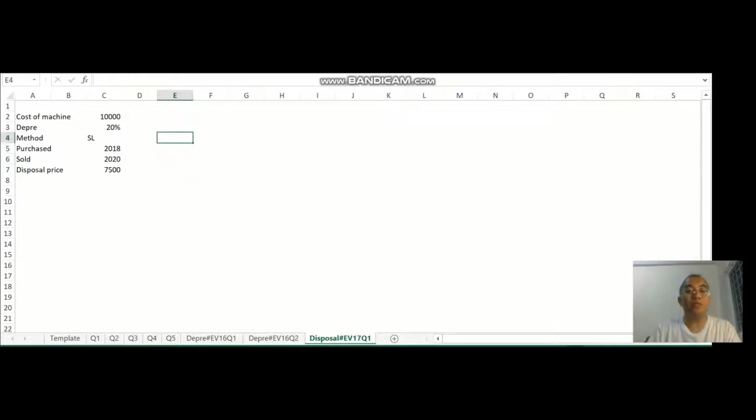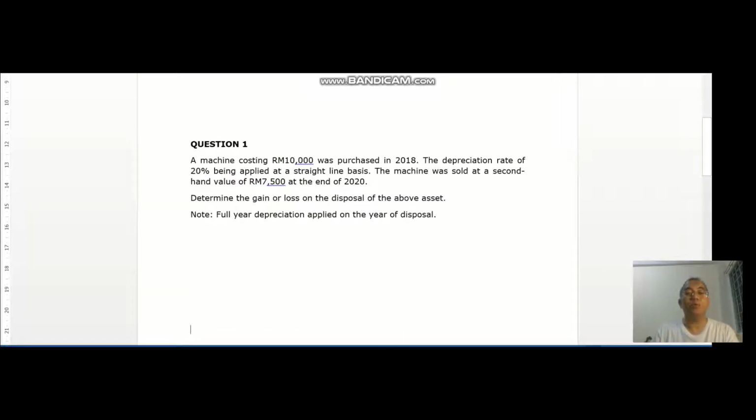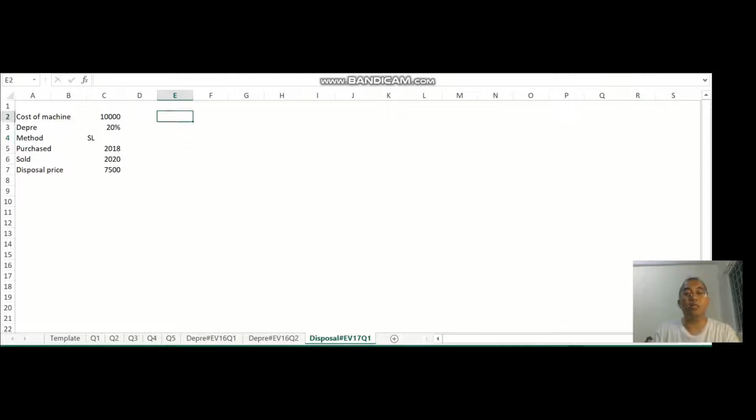Alright, so first of all, we know that with 20% straight line method, of course it is 5 years. Now, when we purchase in 2018, it should be 18, 19, 20, 21, 22. But in 2020, meaning that 18, 19, 20, they dispose the machine at 7,500. So we only calculate for 3 years, because it says here, full year depreciation applied on the year of disposal. So on the year of disposal, we still need to calculate the depreciation.